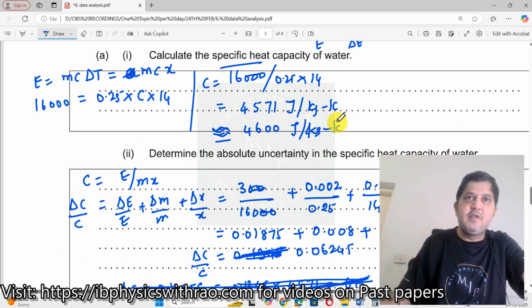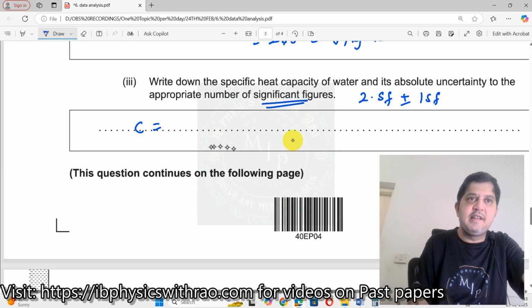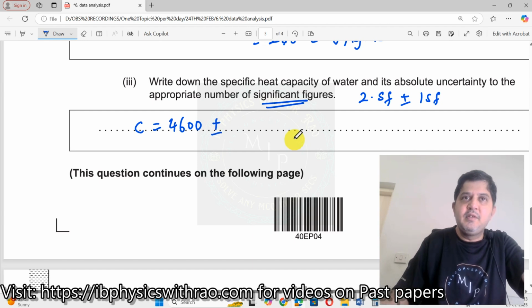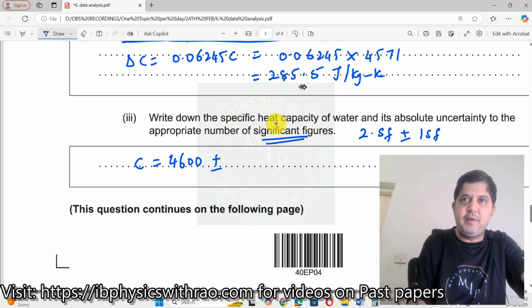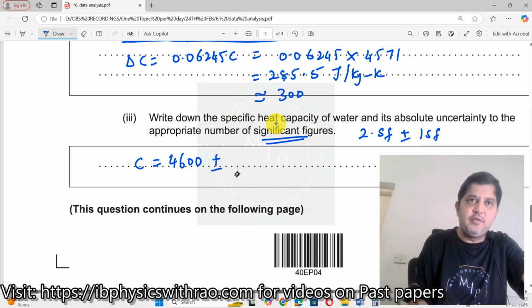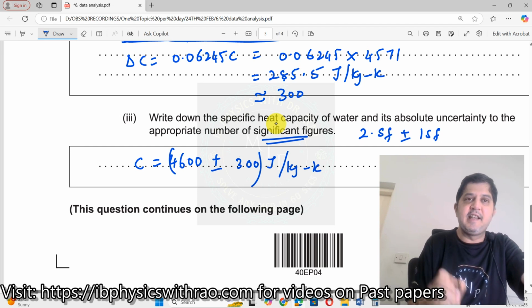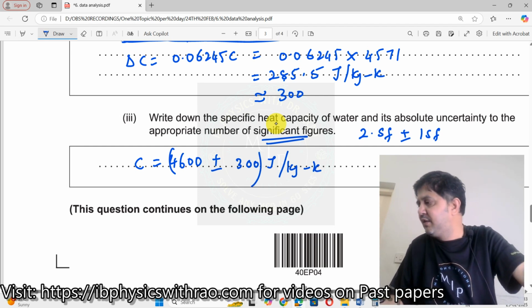So what's the value of C? C to two significant figures is 4600. So I'll write this as 4600 plus or minus. Now the uncertainty I got is 285, but I need to convert it into one significant figure. This is nearly 300, right? So I will write this as plus or minus 300 joules per kg Kelvin. This is the right answer, according to the scheme also.